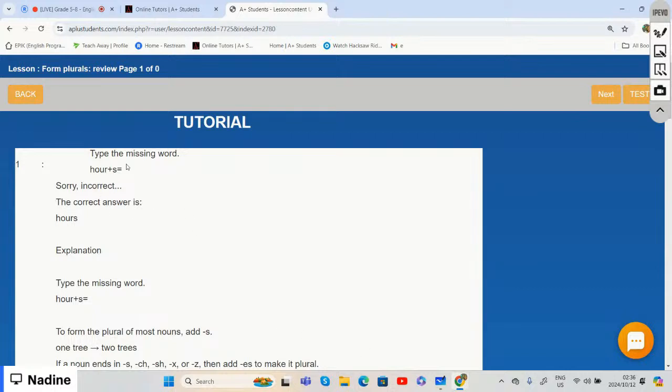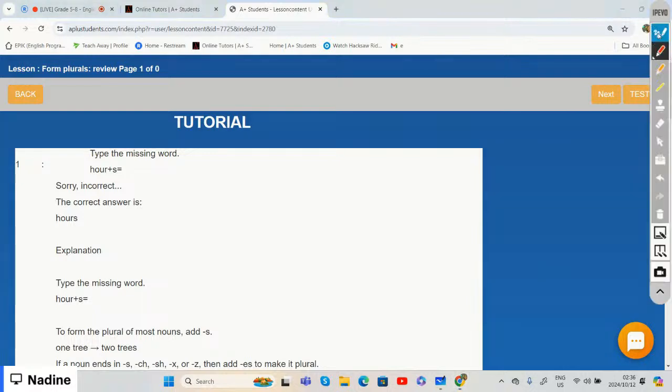All right, what is hour plus s? What is hour plus s? All right. So we said if we say hour plus s, then we will get hours. This is how we form our plural nouns.